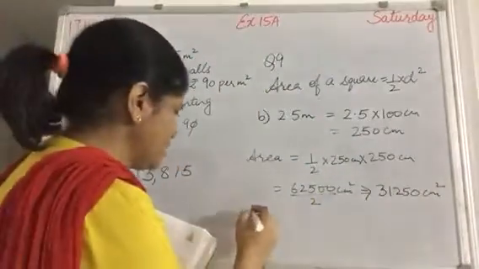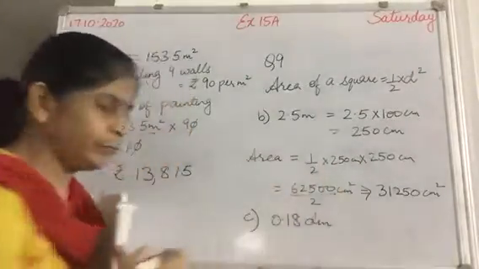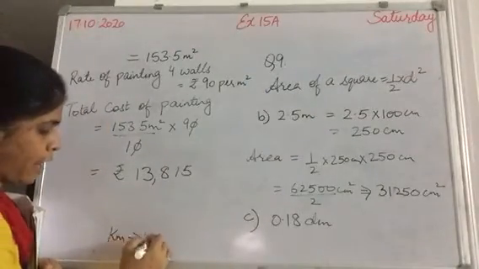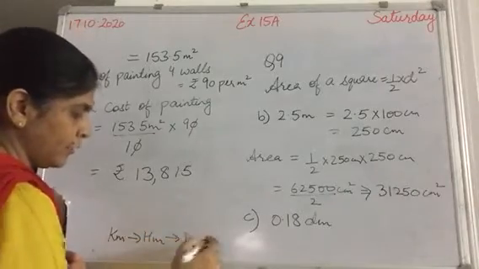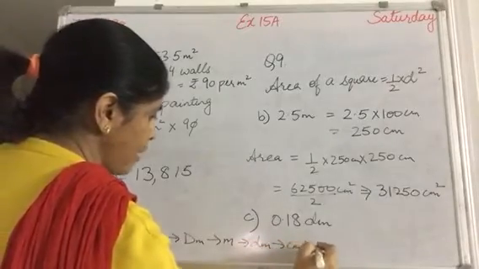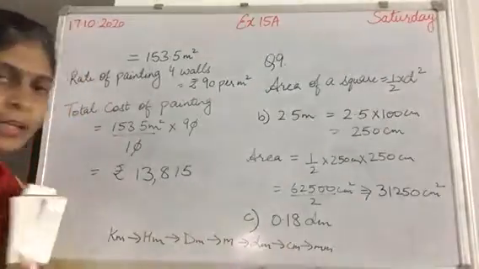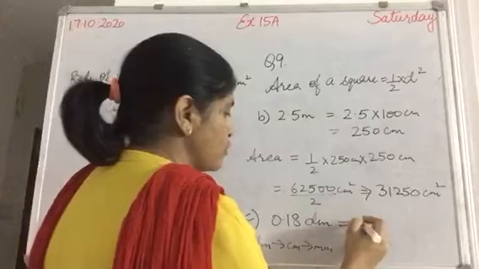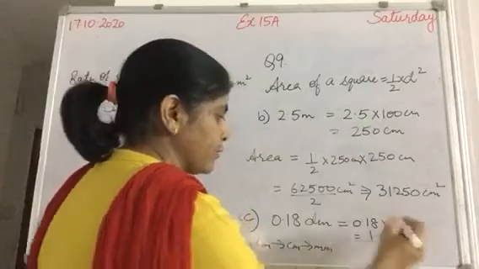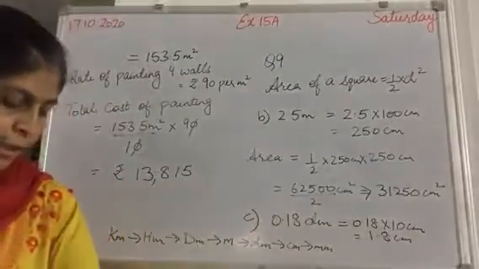Similarly, I will just explain the C part and you do by yourself. 0.18 decimeter. If you remember, in previous class I told you King Henry died. This is Deca. Each arrow means 10. So decimeter to centimeter is 10. So multiply by this. So 0.18 into 10 centimeter. It is 1.8 centimeter. Then what you have to do? Half into 1.8 into 1.8 and then you do it.